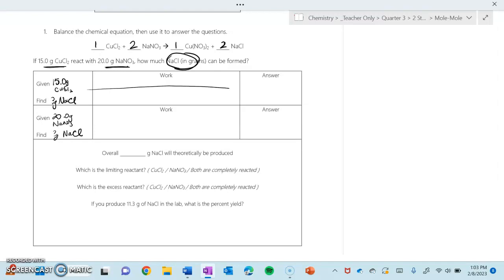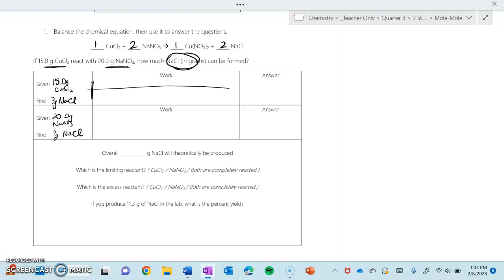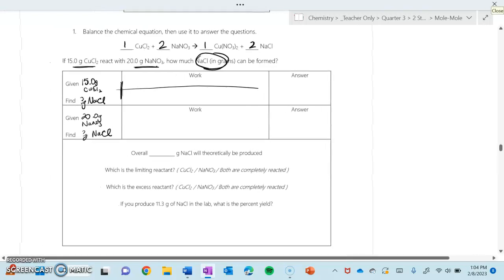Because we're working with grams, we're going to need molar mass to convert into moles. Then our next step will be to use a mole ratio so we can change the compound. And then we'll need molar mass again to find grams of salt. There's our map of what we're going to do: molar mass of copper chloride, mole ratio, molar mass of sodium chloride. Before we start our calculation, let's get the molar mass out of the way.